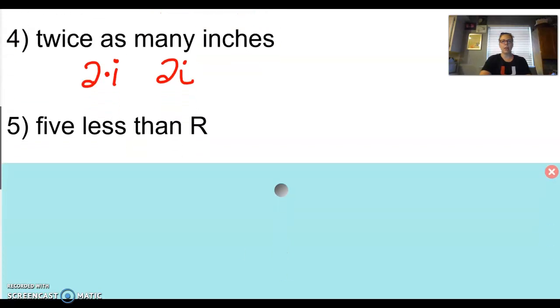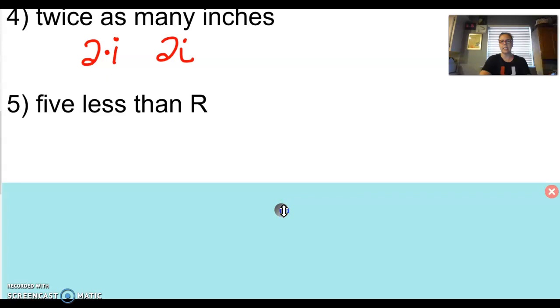5 less than R. Now this one is tricky. Whenever you see less than, you have to switch them. So 5 less than R, that means we have R, and then we're going to take 5 away from it. So this one, you actually switch the order when it says less than.